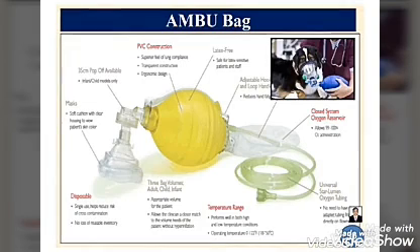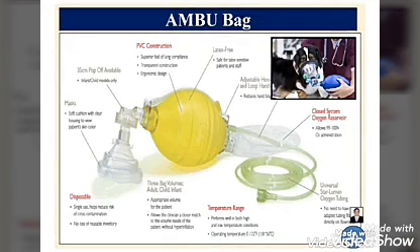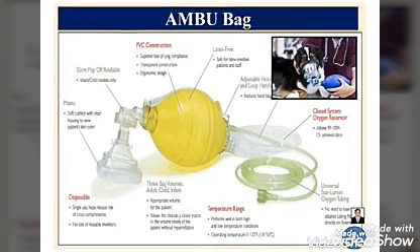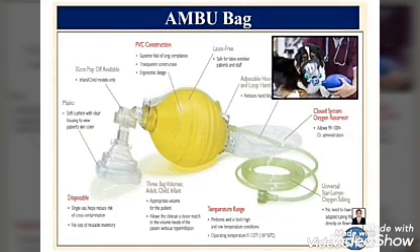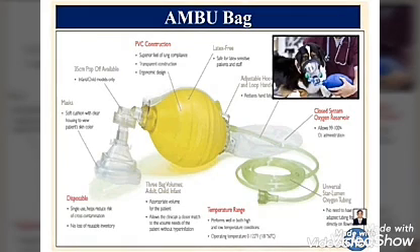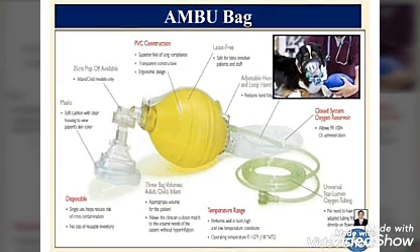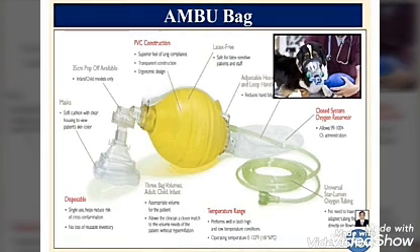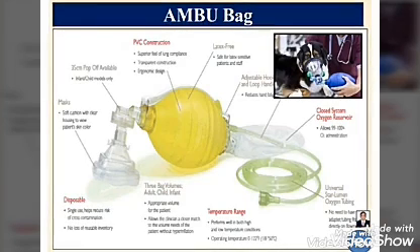So the Ambu bag is a manual resuscitator device that allows controlled ventilation in patients with ET tubes. With the ET tube or without the ET tube, you can use it for controlled ventilation. So the Ambu bag valves always allow the patient to inhale room air only. Keep this point in your mind: only room air is inhaled with the Ambu bag.